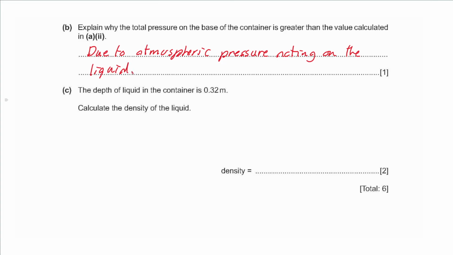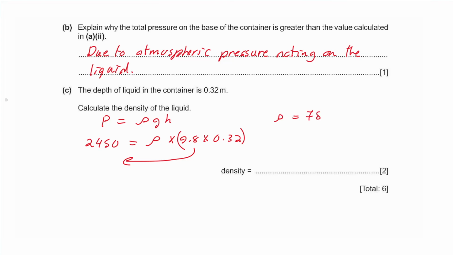Question C says the depth of the liquid in the container is 0.32 meters. Calculate the density of the liquid. We can use pressure is equal to rho g h, and we have the pressure 2450. The density is unknown, g is 9.8 and the depth is 0.32. So we divide by this bracket on the left side. The density will be equal to 781.25. We can approximate that to 780, and the unit for density is kilograms per meter cubed.